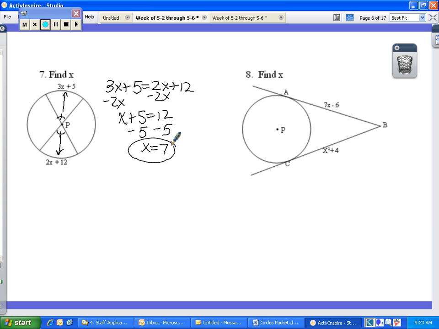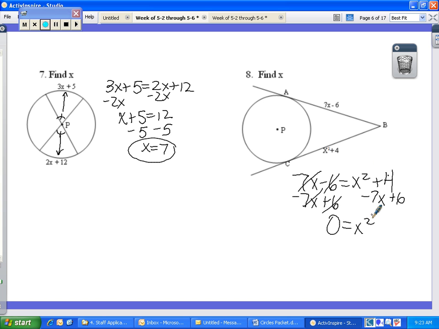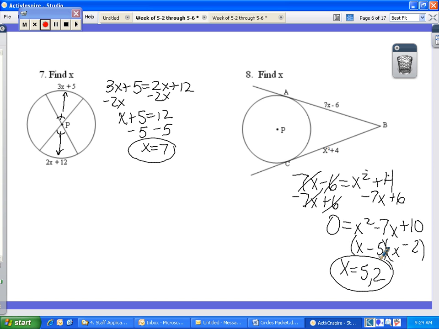Okay. Next one, this is just like the first page. If you want to just get practice solving, that would be something good to do. So in this case, I want to subtract 7x and add 6 to both sides. So those cancel. I'm getting it equal to 0 because this is a quadratic because of the x squared. So x squared, there's nothing to combine 7x with, and 4 plus 6 is 10. So what are two numbers that when I multiply get 10 and add to get negative 7? Those two numbers are negative 5 and negative 2, and therefore my solutions are the opposite, positive 5 and positive 2. Okay. And again, you need to check and see which one of those are correct.